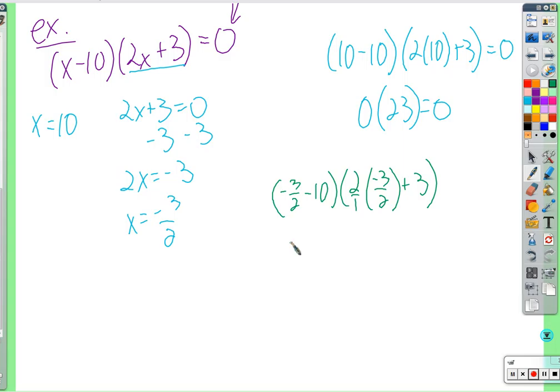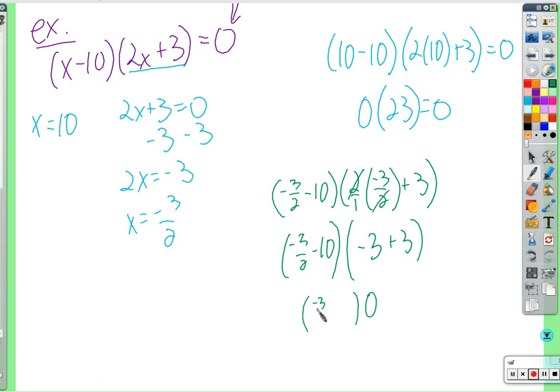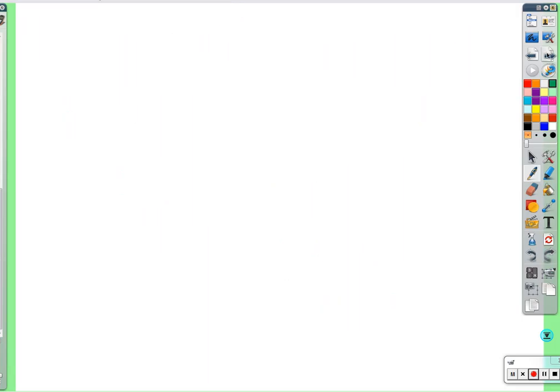Let's test it out with negative 3/2. So negative 3/2 minus 10 times 2 over 1 times negative 3 over 2 plus 3. I'm not even going to worry about this because I'm not going to get common denominators and stuff. 2 cancels with the 2. This is negative 3 plus 3 is 0 times whatever this is. It doesn't really matter, right? Because 0 times this is going to be what? 0.